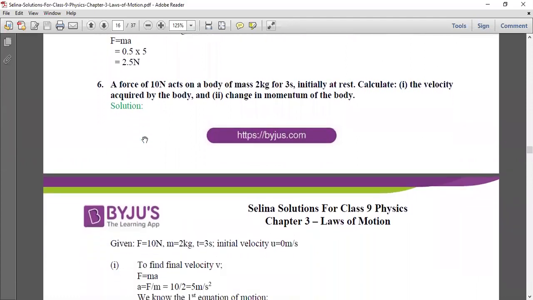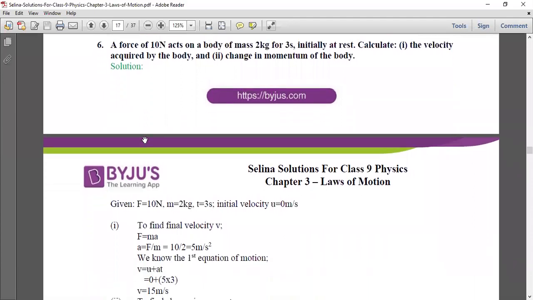Sixth numerical: a force of 10 Newton acts on a body of mass 2 kg for 3 seconds. Initially, the body was at rest. See here, as you read the question, just go on writing the given things. First, a force of 10 Newton. It means F is equal to 10 Newton. Next, acts on a body of mass 2 kg. So mass of the body is how much? It is 2 kg, for 3 seconds.